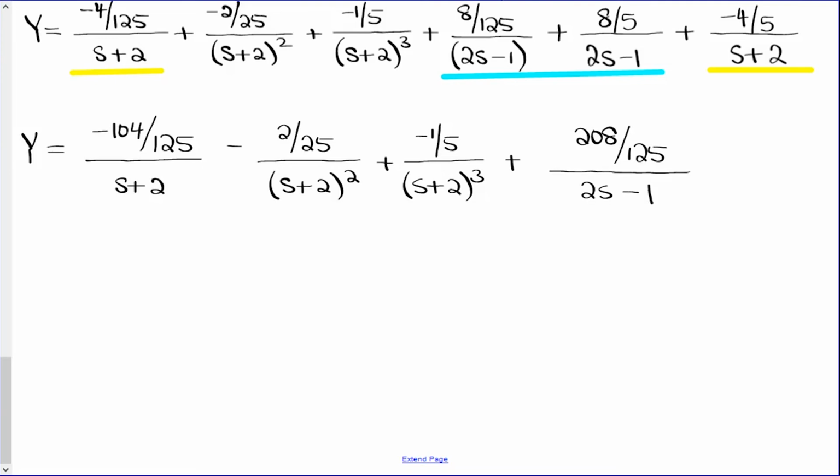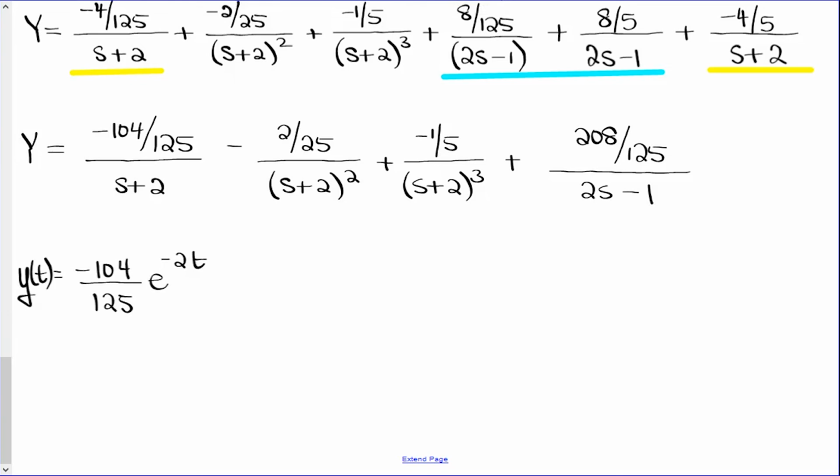And so now it's just a matter of taking the inverse Laplace of each one of these 4 terms using your cheat sheet. And so you guys should be fairly fluent in being able to do so. For instance, the first one you should almost have memorized. The first term is just going to become negative 104 over 125 e to the negative 2t. And so this is no longer capital Y. This is going to be little y of t.